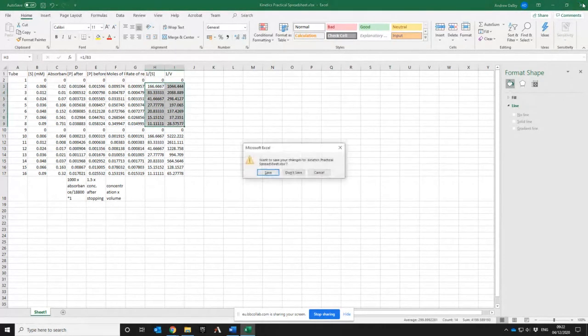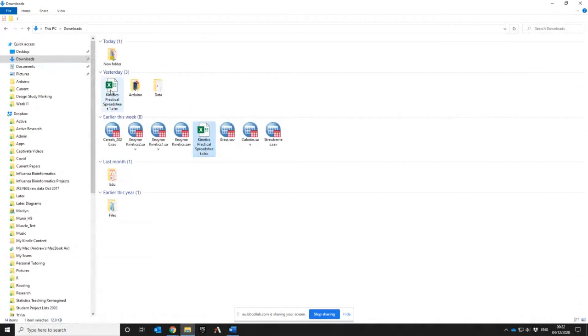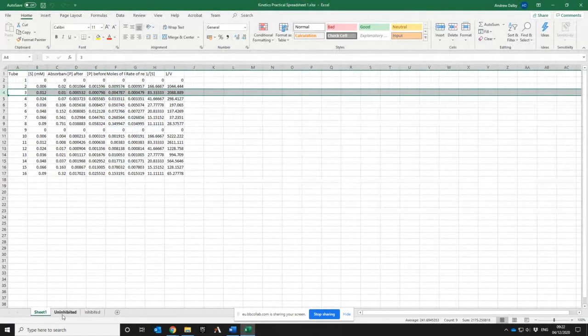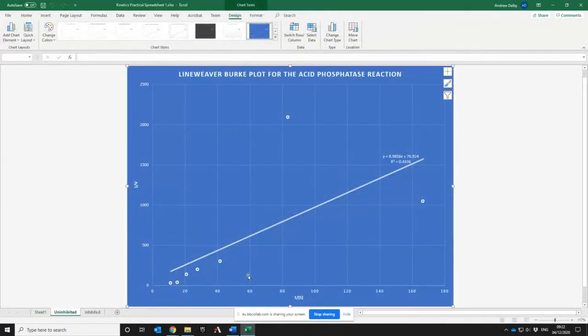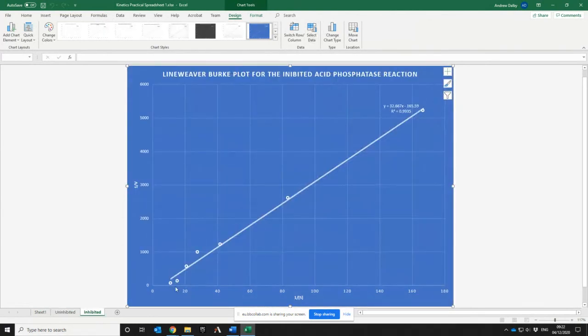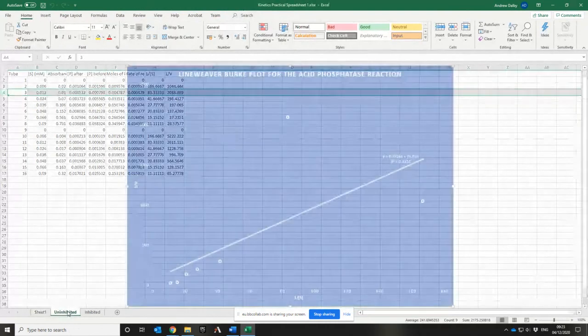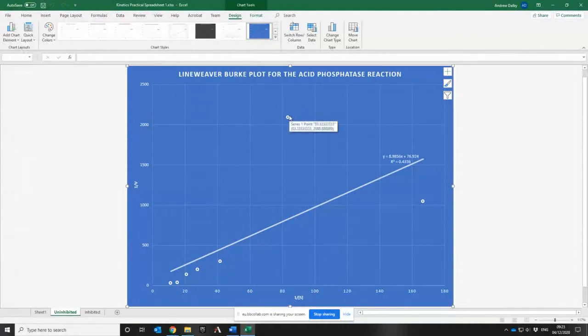Now, the only problem with that particular one is that outlier that I pointed out. So here are some nicer examples. So here's the example. This is the uninhibited case, and there's that nasty outlier. Here's the inhibited case. There's no outlier, and look at the R squared. It's 99.35%. Y equals 32.667x minus 165.59. So there's nothing wrong with doing it in Excel, except it really doesn't deal with outliers at all.